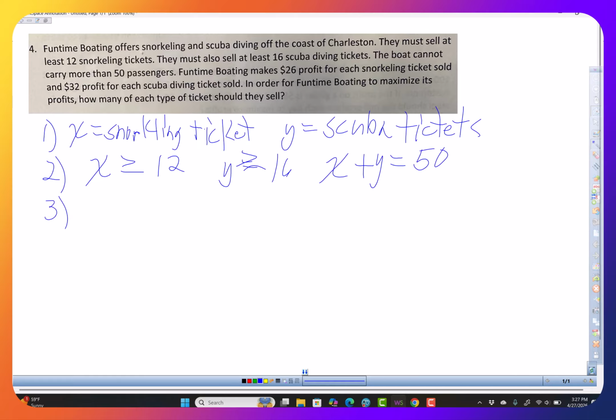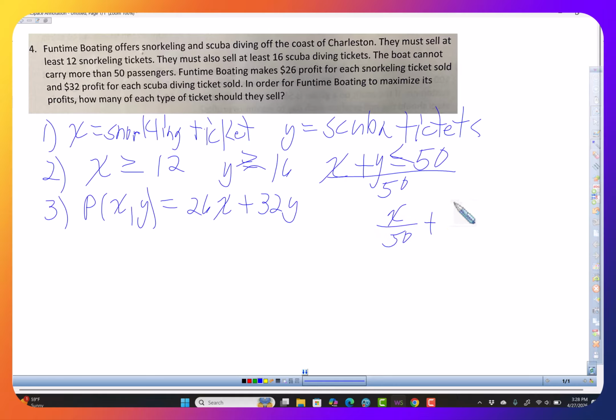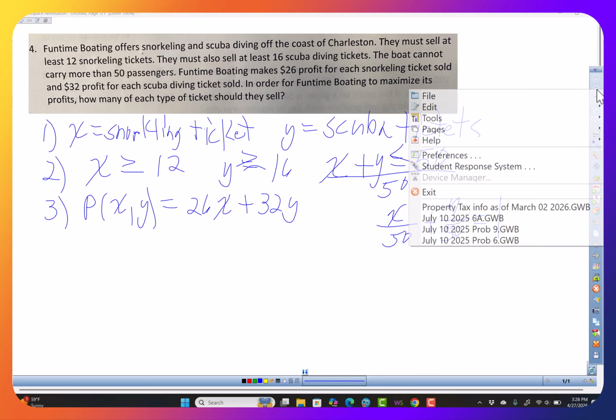And then our objective function is going to be profit in this case. So P(X, Y) is 26x plus 32y. So if I change this, it's actually less than or equal to 50. If I divide both sides by 50, I get into intercept form, which is x over 50 plus y over 50 equals 1.